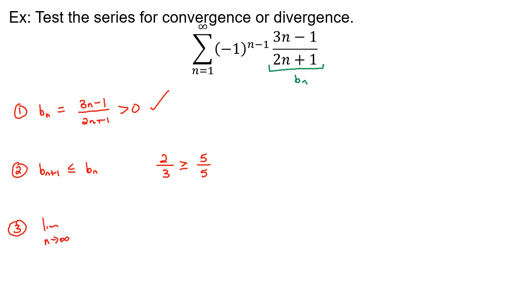The third stipulation, the limit, because the powers are the same on top and bottom, I would do the ratio in front, just like I did on one of the previous ones. This is 3/2, which is not 0. This is absolutely bad.